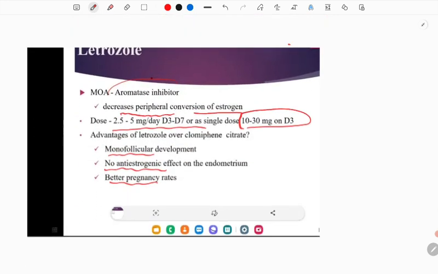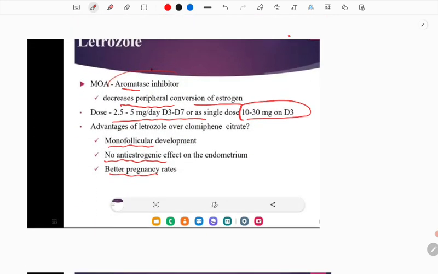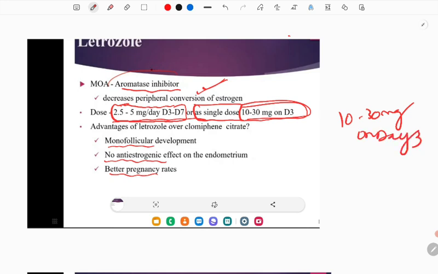Okay. The letrozole mechanism of action is as an aromatase inhibitor, decreasing peripheral conversion of estrogen. The dose is 2.5 to 5 mg per day, day 3 to day 7, or as a single dose of 10 to 30 mg on day 3. Advantage of letrozole over clomiphene citrate: it causes monofollicular development, has no anti-estrogen effect on the endometrium, and has no preterm pregnancy rate.